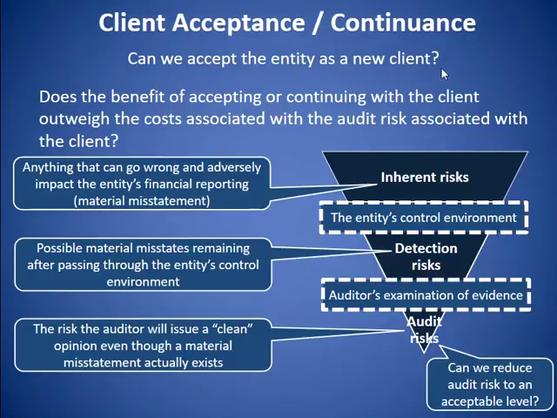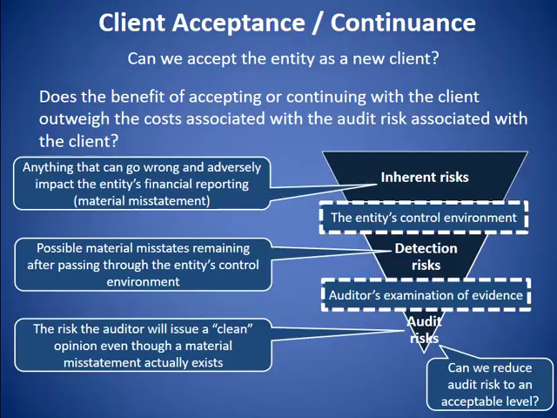Now, again, this is kind of a 10,000-foot view of audit risk. When we're looking especially at a new client, this could apply to an existing client also. The difference is, a new client we're just learning about, an existing client we know a lot about, or we better know a lot about. So the real question is, can we accept the entity as a new client, or can we continue that entity as a current client? And does the benefit of accepting or continuing with the client outweigh the costs associated with the audit risk associated with that client?